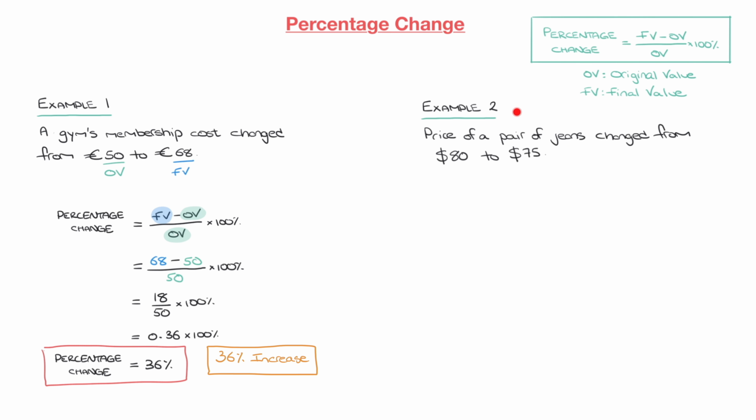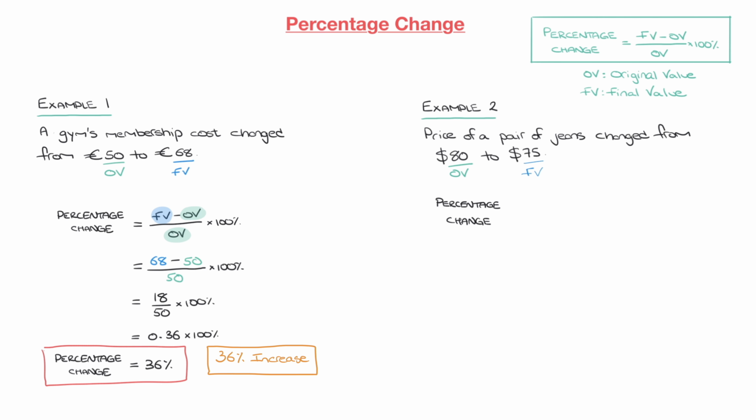Here's what I mean. In the second example, we're told that the price of a pair of jeans changed from $80 to $75. Again, we need to find the percentage change. Once more, let's start by making a note of the original value and the final value. We were told that the price changed from 80 to 75. So that tells us that the 80 that we have here is the original value, so OV, and that the 75 we have here is the final value, so FV. Now that we've made a note of that, we're ready to calculate the percentage change.